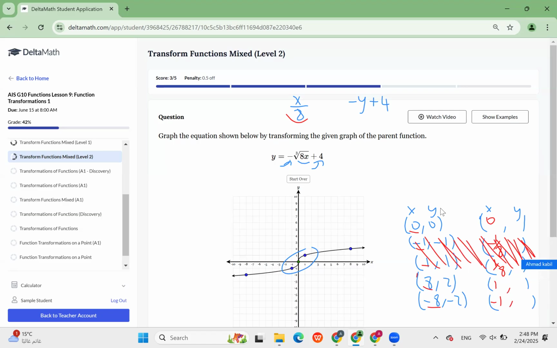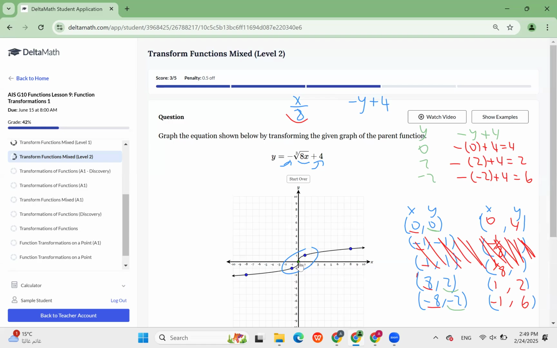Now let's work on the y values. We have 0, 2, and -2. These are the y values. We want these to become -y plus 4. So -0 plus 4 equals 4. -2 plus 4 equals 2. -(-2) plus 4 equals 6. So for the 0 we have 4, for the 2 we have 2, and for the -2 we have 6.